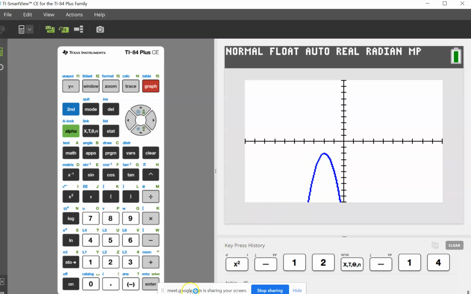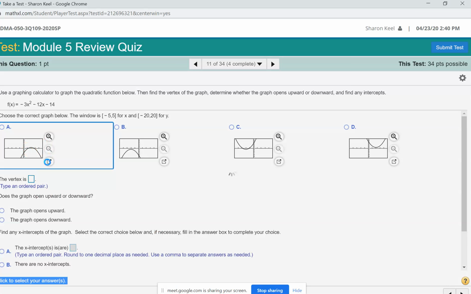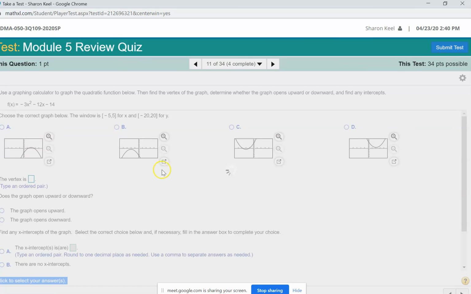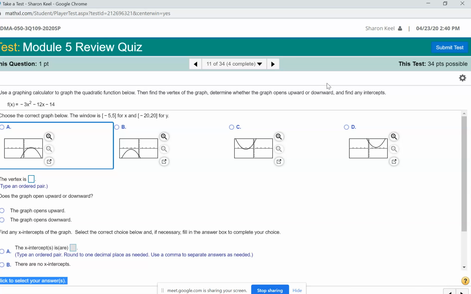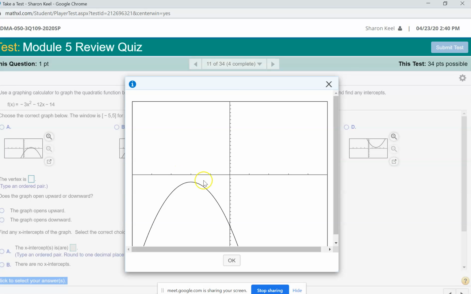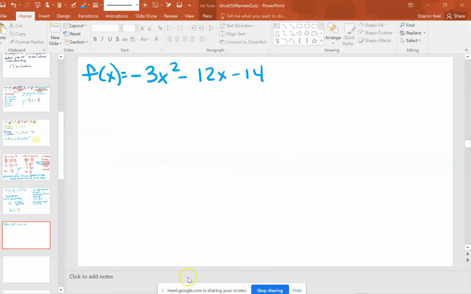So let's see if we can find a graph similar to that. This graph has the vertex in quadrant 1, so that's not correct. These two graphs, C and D, both open upward, so we can eliminate both of those because they are in the wrong direction. For this graph, the vertex is here in quadrant 3. So this is going to be our choice for that particular graph. What is the vertex?